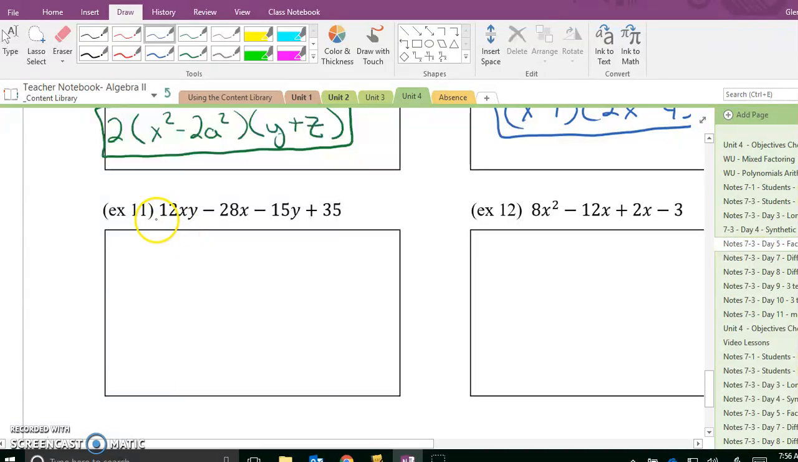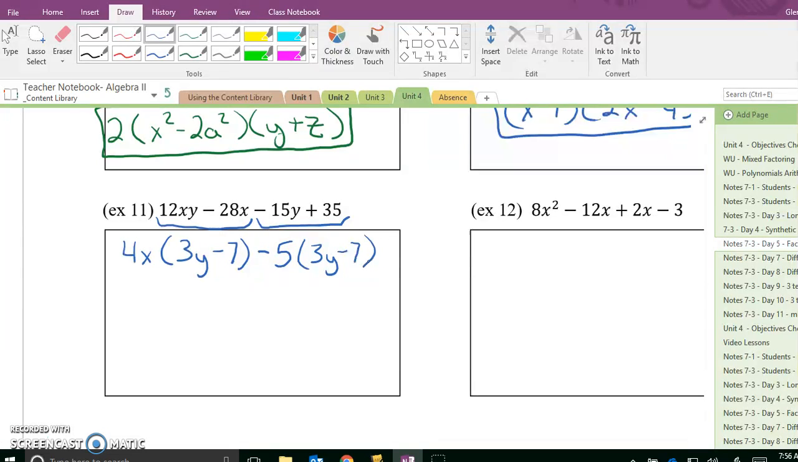Once you've been done pausing the video, we're going to factor by grouping here. We're going to group these. 12 and 28 both have 4, and then x and x, so 4x. And we're going to have 3y minus 7. And then I see a negative here, so I'm going to pull out a negative 5, and I'll have 3y minus 7. And really, if you get the first parenthesis, you'll notice the second parenthesis has to be the same, so it's a little bit easier that time around to see what you're looking for. And now I have 3y minus 7 times 4x minus 5.